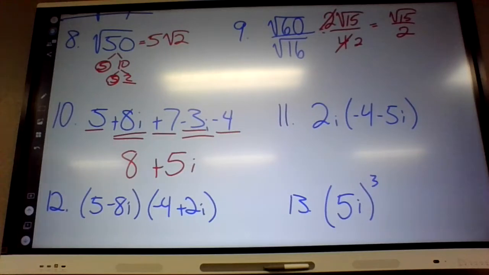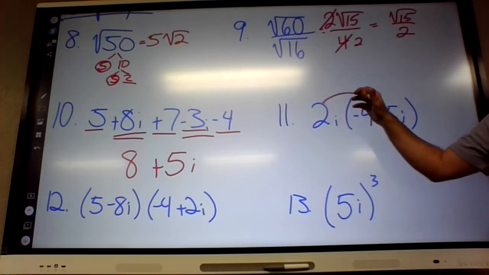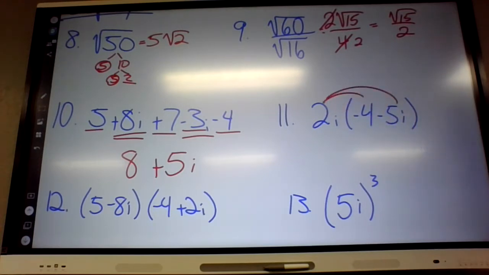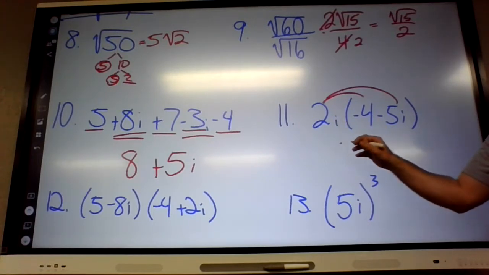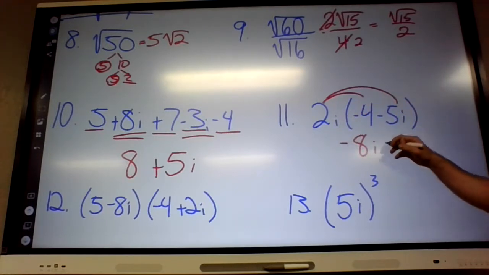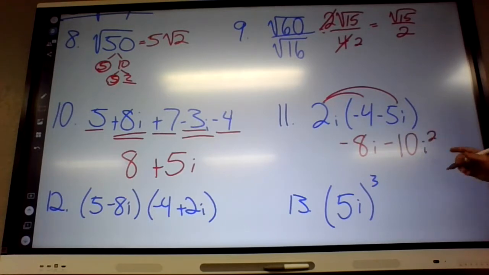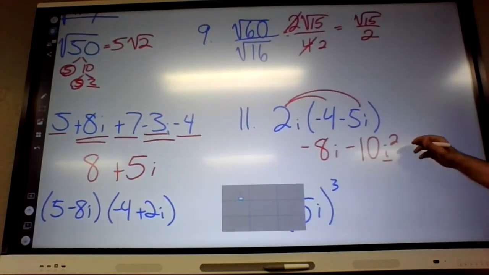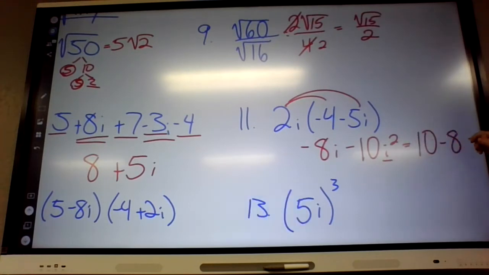What kind of problem is number 11? Distributive. It's kind of like number 1. There is a difference between this and number 1 though. So 2i times negative 4 is negative 8i. And 2i times minus 5i is minus 10i squared. But what happens with an i squared? It becomes negative 1. Negative 10 times negative 1 is positive 10. Also, the real number is supposed to go in front on the complex numbers. So, 10 minus 8i.